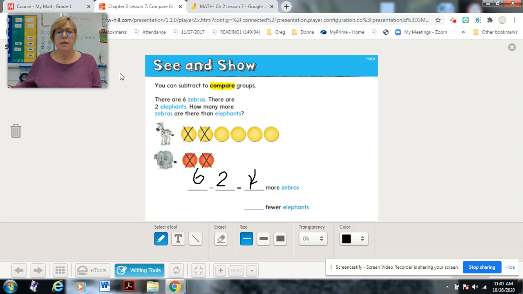And then they want to know how many fewer elephants. Well, there's 1, 2, 3, 4. 4. There are 4 fewer elephants. So yes, I do know that it's the same number, but when they're asking the question, that's what's different, okay? It depends on how you answer.